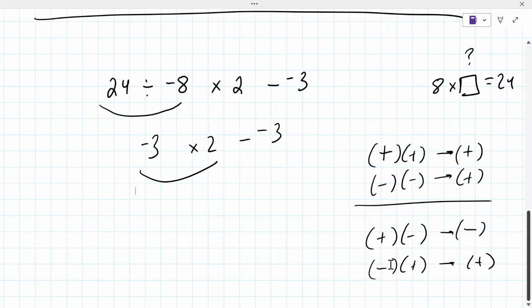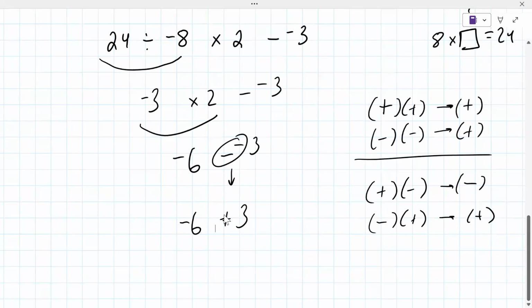Okay, I got my final answer. All right, what's your final answer? -18. Okay, let's start with this. -3 times 2. What does that become? So those two become -6. Okay, and then you have a double negative here. What does the double negative become? We did that last time. A positive. Okay, you're adding though. -6 plus 3, not multiplying, you're adding. -6 plus 3 is 8.